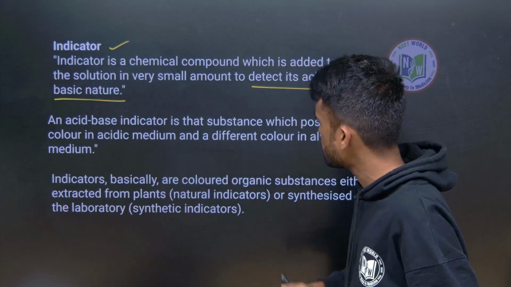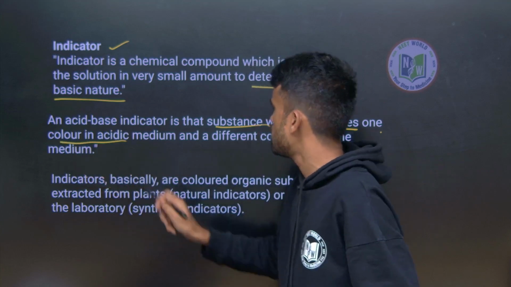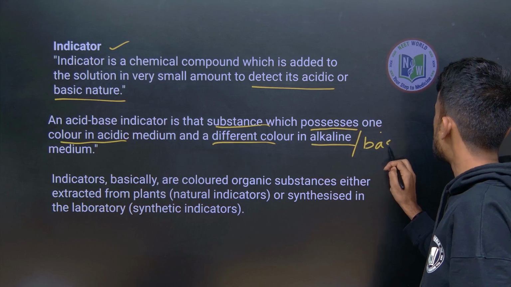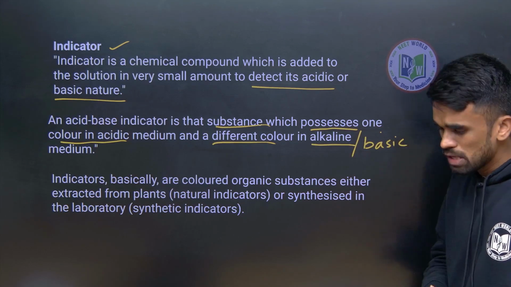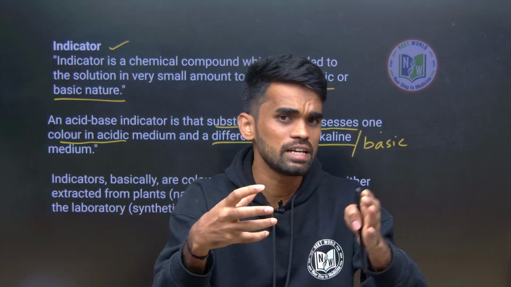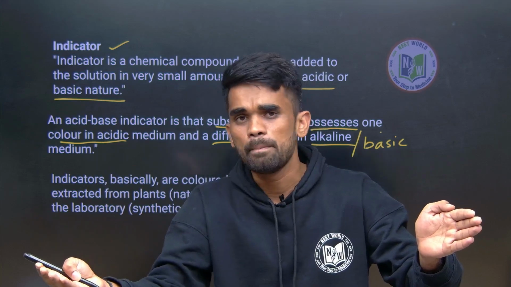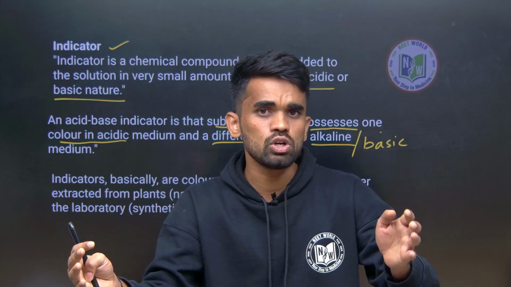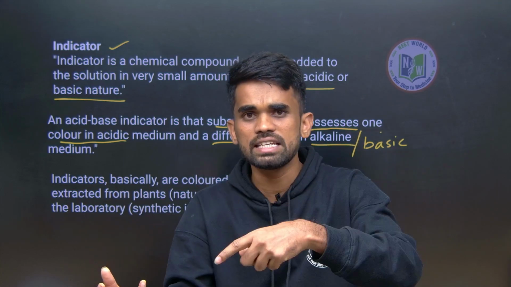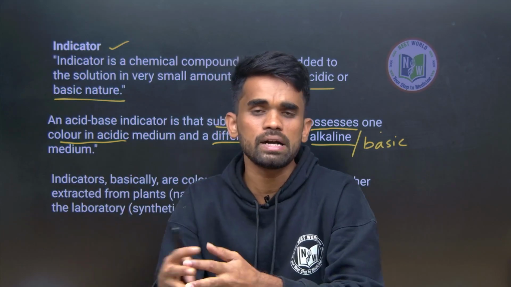An acid-base indicator is a substance which possesses one color in acidic medium and a different color in alkaline medium. Alkaline medium, or we can also call it basic medium, both are the same here. So an indicator is a substance which will have different colors in different mediums. For example, it might be colorless in acidic medium but colored in the basic medium. If the solution is acidic, there will not be any color. If the solution is basic, whenever we add this indicator, it will show some color change in that particular solution.